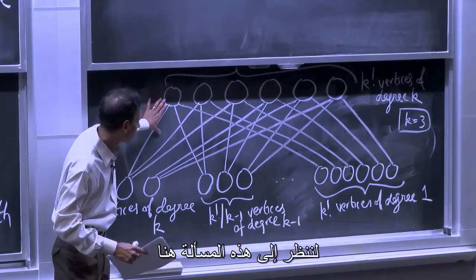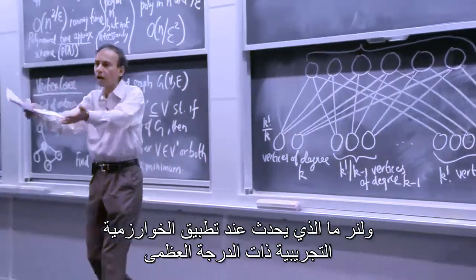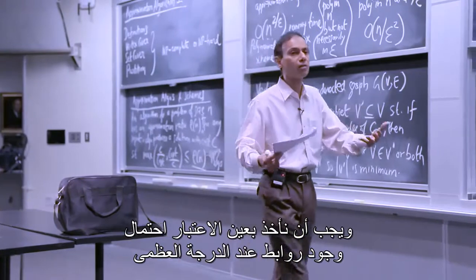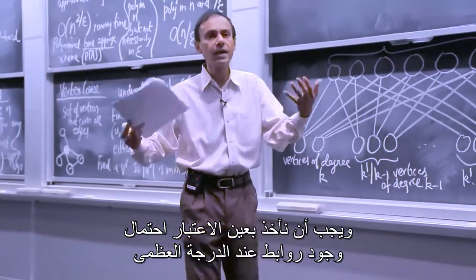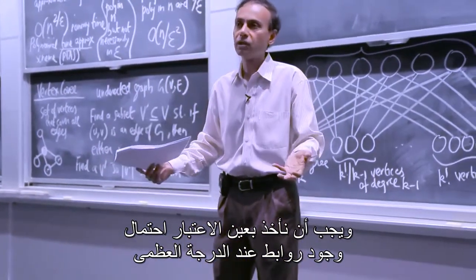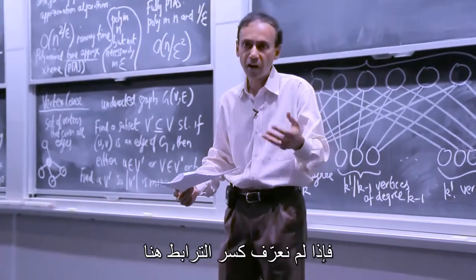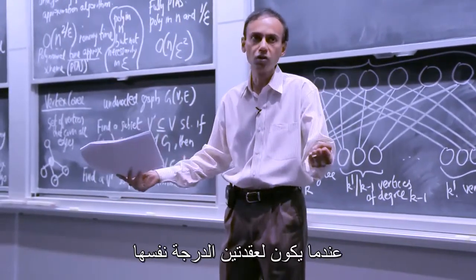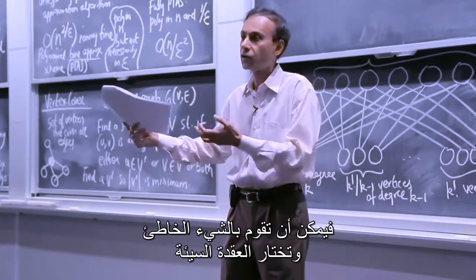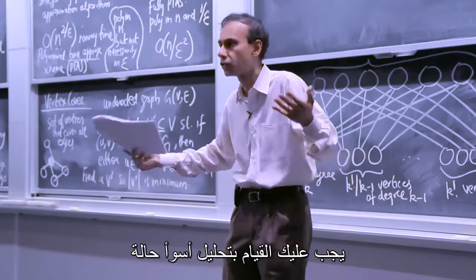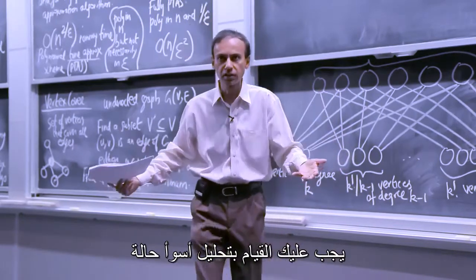But let's take a look at this problem and see what happens when you apply this maximum degree heuristic. We have to take into account the fact that if you have ties in terms of maximum degree, you may end up doing the wrong thing, because you haven't defined what the tie break is when you have two nodes that have the same degree. You could do the wrong thing and pick the bad node for this particular problem. You have to do a worst case analysis.